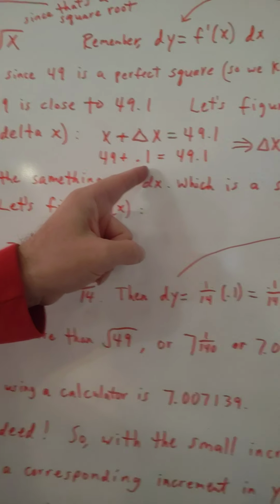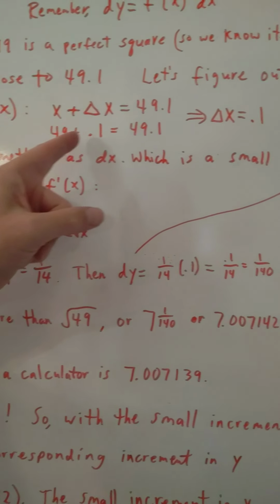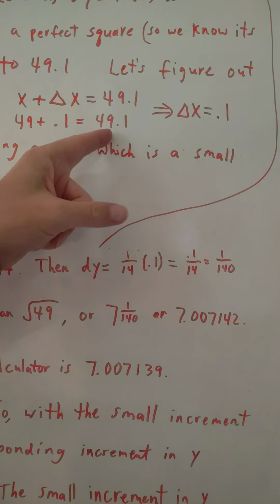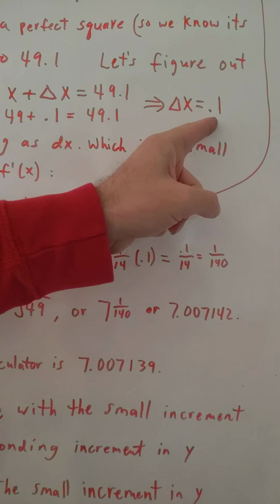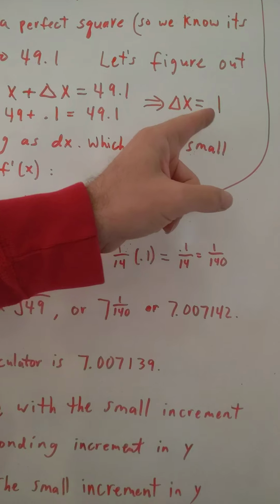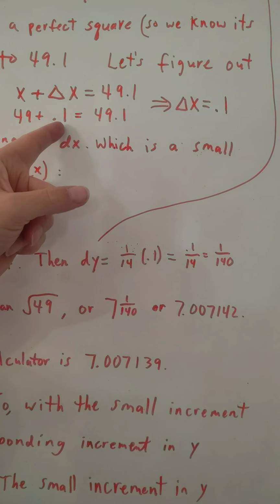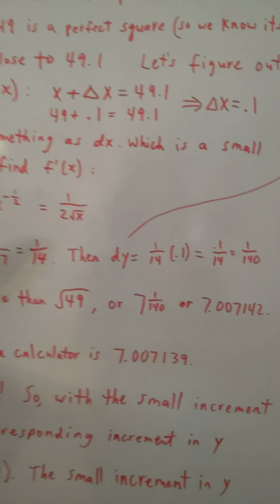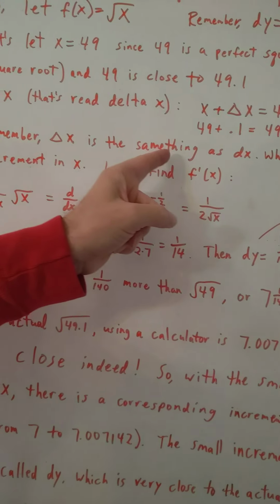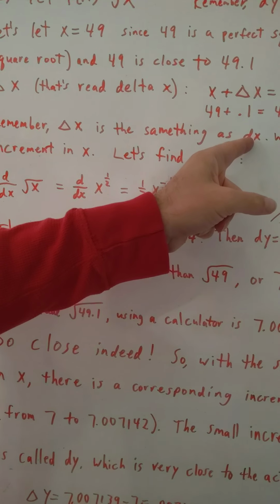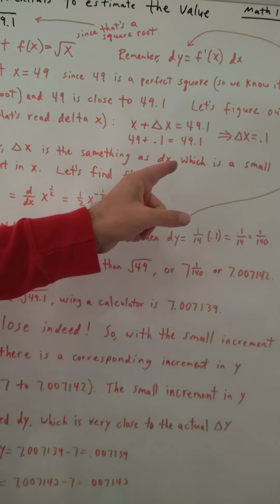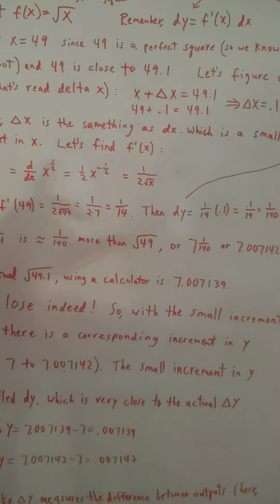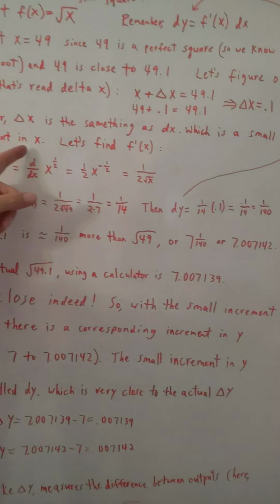That's why I wrote the 0.1 there, because 49 plus 0.1 does give you 49.1. So we can conclude that delta x equals 0.1. Sometimes delta x is negative, but in this case it's obviously positive. Now remember, delta x is the same thing as dx. That's a good thing to remember because of this formula right here. And delta x is a small increment in x.